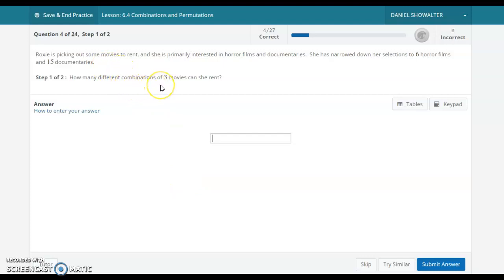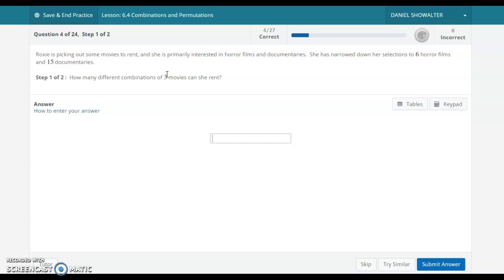So she's looking to rent 3 movies, and she has 6 horror films and 15 documentaries. It's pretty important to notice here, we don't need to get 1 horror film and 1 documentary or 2 documentaries. It doesn't really tell us how many of each type we need. So there's not really any difference between these two for this question. So that would be 21 different movies to choose from, and she would be choosing 3 of them. So this becomes 21 choose 3.